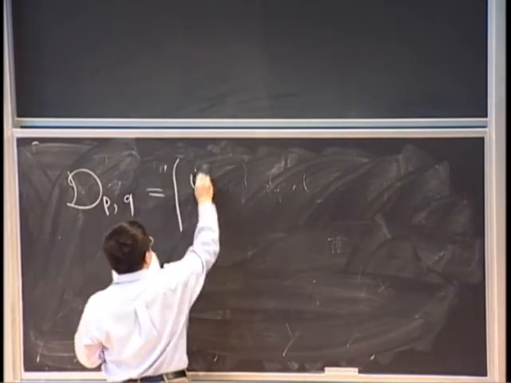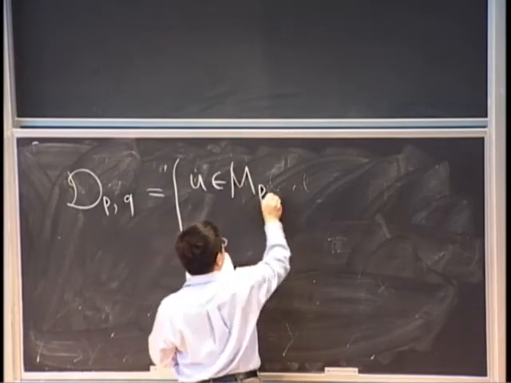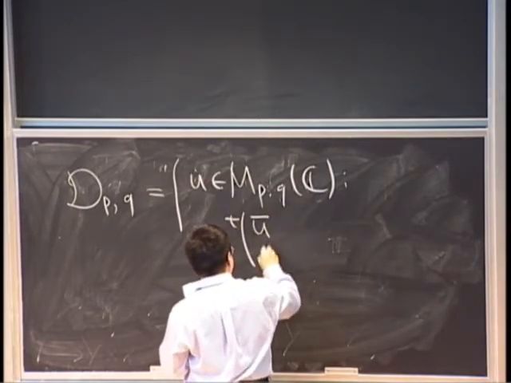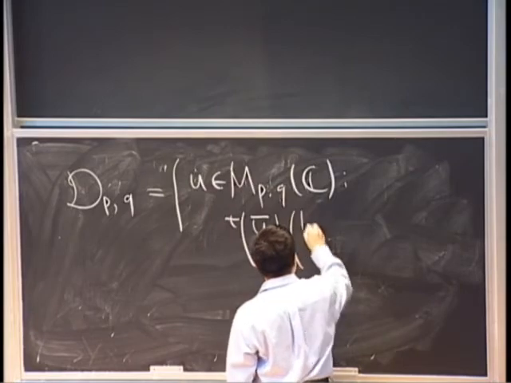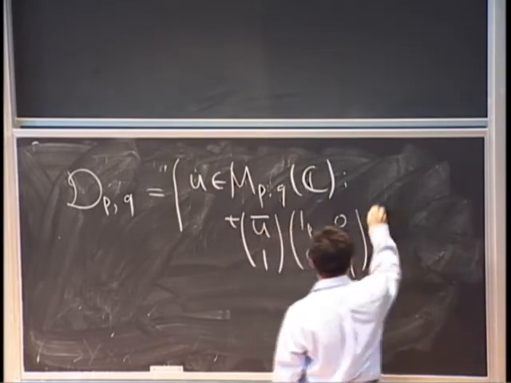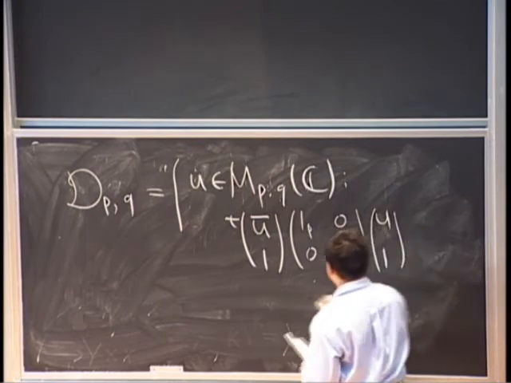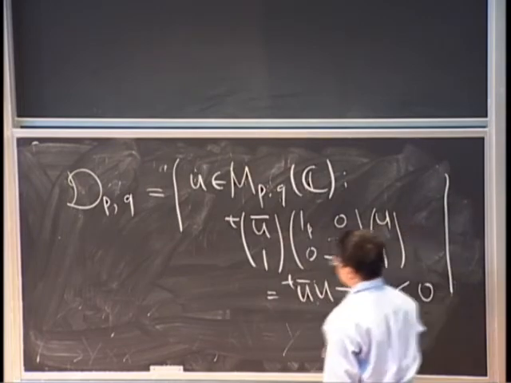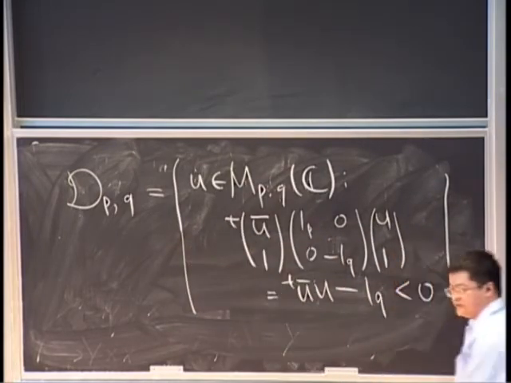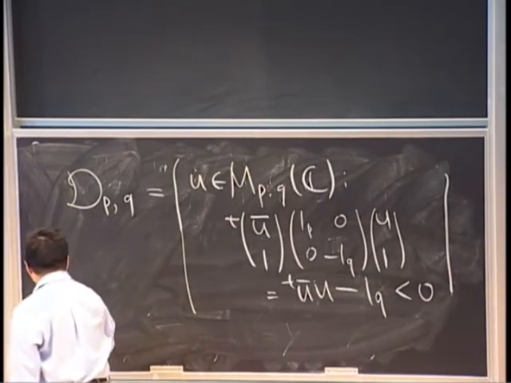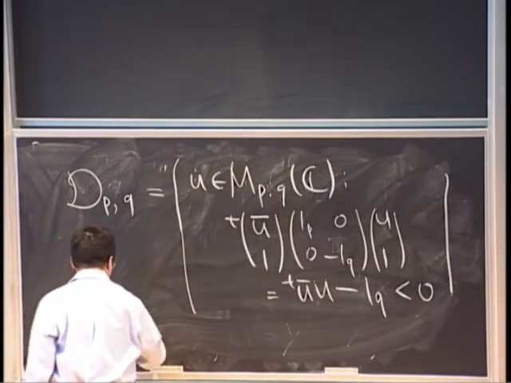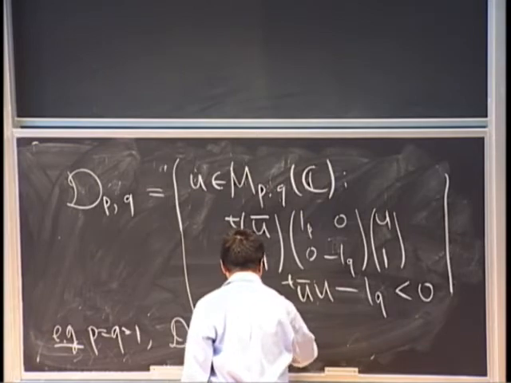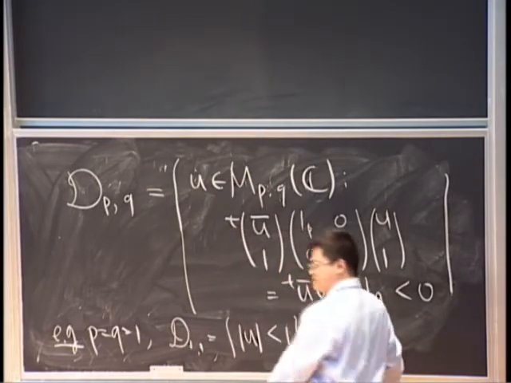And this is all the matrices. And this time, I have a complex conjugation on the top. And this is, if you spell it out, this is something like this. Okay. So for example, if P and Q are both 1, this one is just the unit disk on the plane.